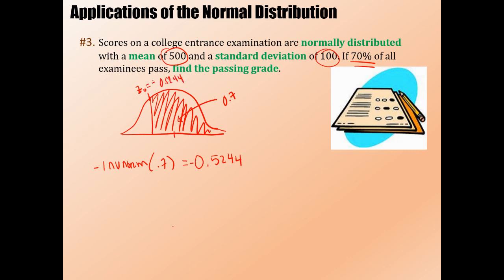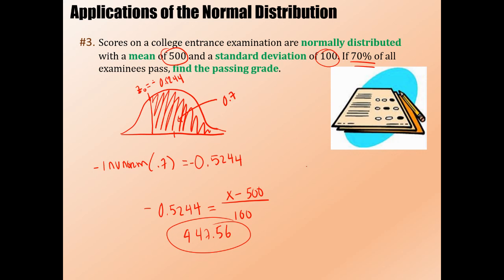So I can go the other way, right? I could use my z-score to figure out what is the data point. What is that cutoff? I know the mean and I know the standard deviation, and I could solve this. I could multiply by 100 and add 500, and I'm going to get 447.56 approximately. So the passing grade would be this. That would be a passing grade.